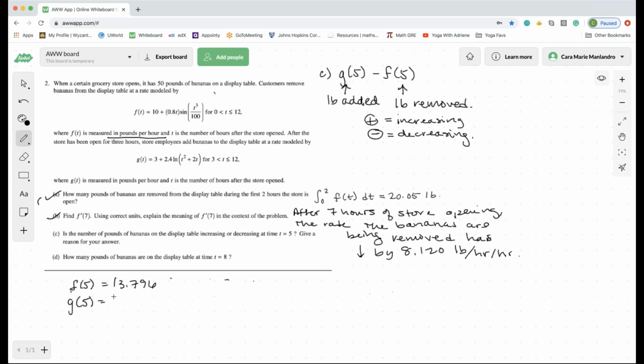All right, g of 5 is 11.533. So g of 5 minus f of 5 is less than 0. So the pounds of bananas are decreasing. Does anybody have any questions on part C? Yes, no?